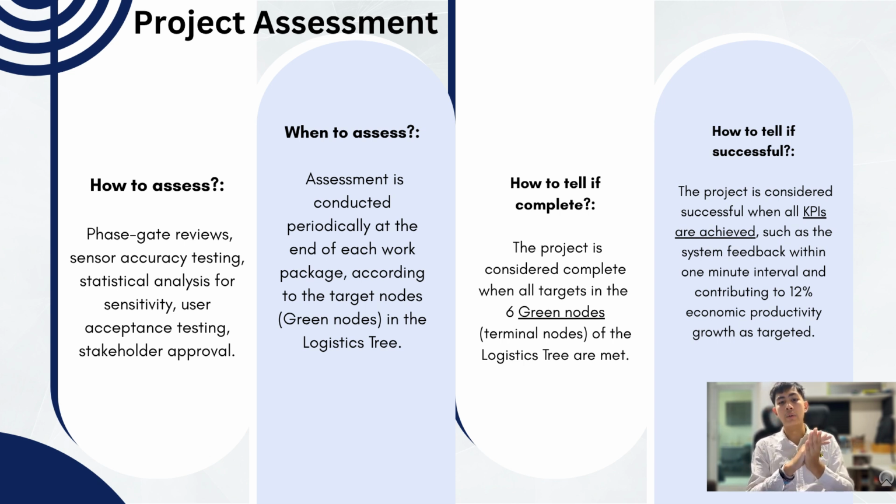And how do we tell that this project is complete? Well, if all of the targets in the 6 green nodes of the logistic tree are met, we will call that complete. But complete doesn't mean successful. To tell if it is successful, all the KPIs of our project must be reached, such as system feedback at a 1 minute interval. Furthermore, that must contribute to 12% economic growth.